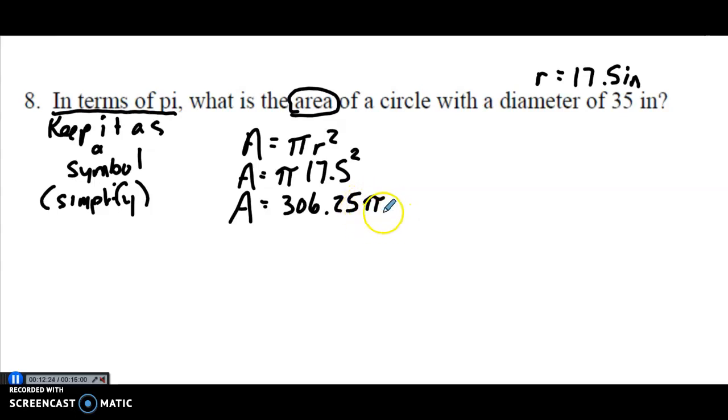Again, we're going to leave pi as a symbol. We're not going to substitute. This is more accurate. In higher level maths, they don't plug in 3.14 because it's not 100% accurate. It's just an approximation. So if you're ever asked to do a problem in terms of pi, you're going to leave pi as the symbol.